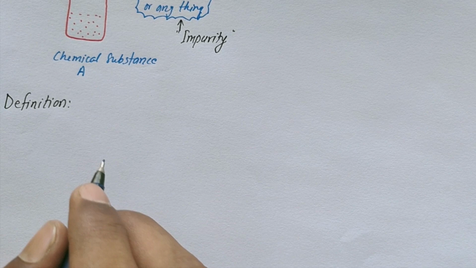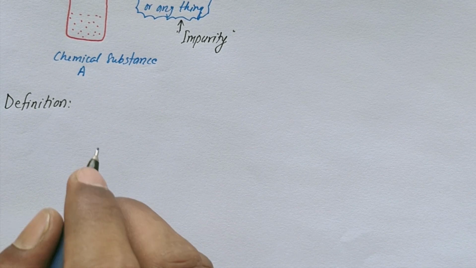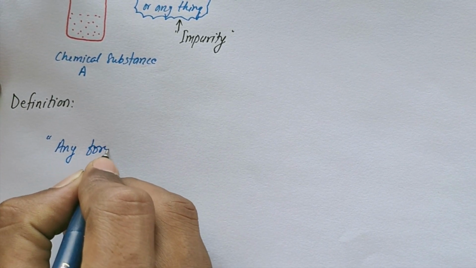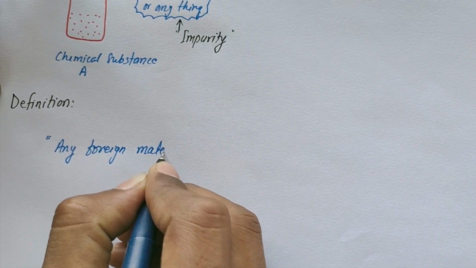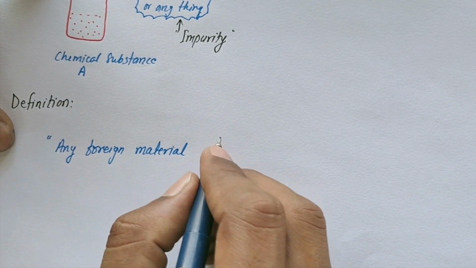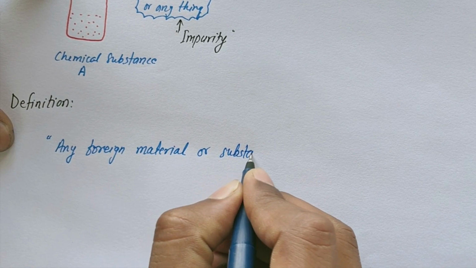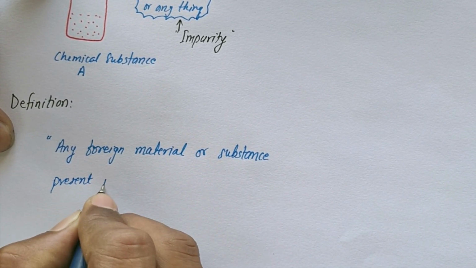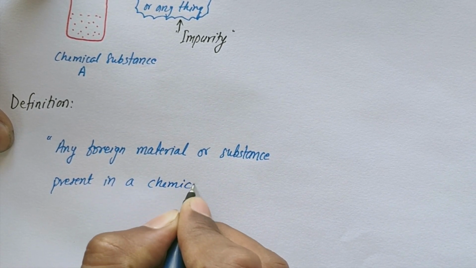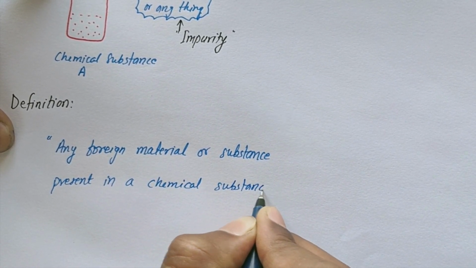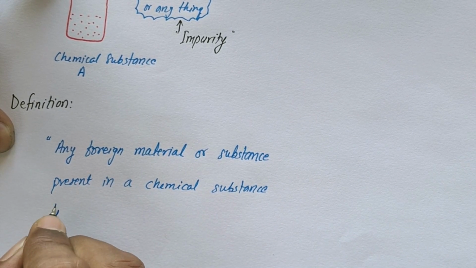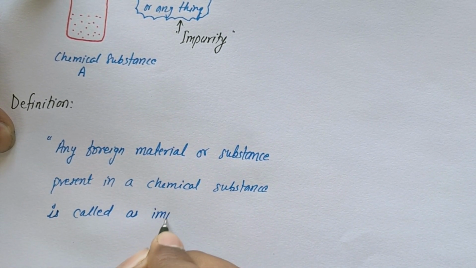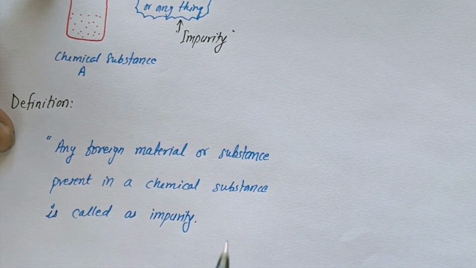So now we will define impurity. Whatever we have understood, we are going to write the same. Any foreign material or substance present in a chemical substance is called as impurity. So the same thing we have just discussed.